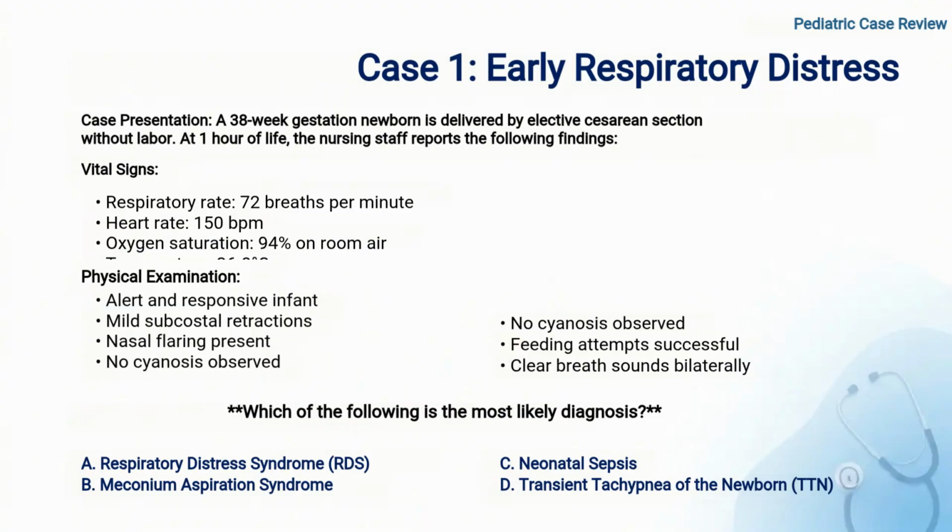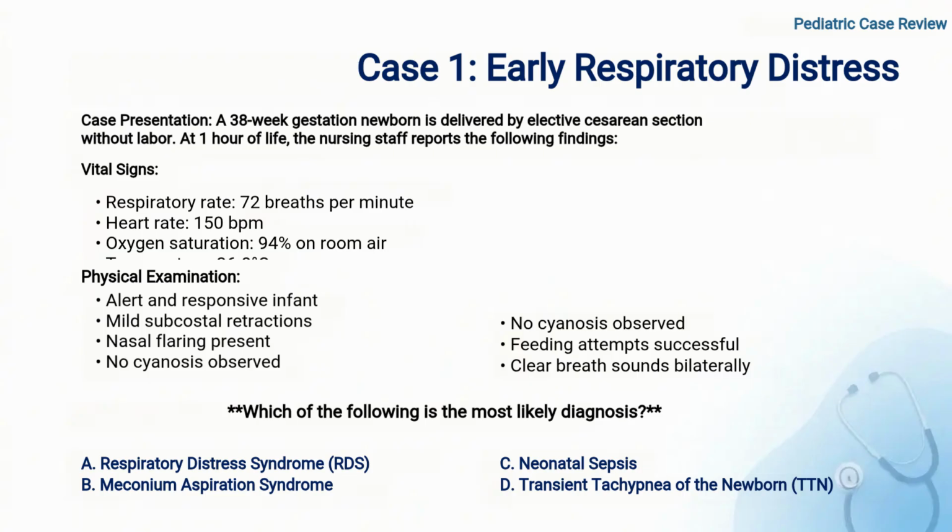A 38-week gestation newborn is delivered by elective cesarean section without labor. At 1 hour of life, the nursing staff reports the following findings. Vital signs: respiratory rate 72 breaths per minute, heart rate 150 beats per minute, oxygen saturation 94% on room air, and temperature 36.8 degrees Celsius. On physical examination, the infant is alert and responsive with mild subcostal retractions and nasal flaring. No cyanosis is observed, feeding attempts are successful, and breath sounds are clear bilaterally.